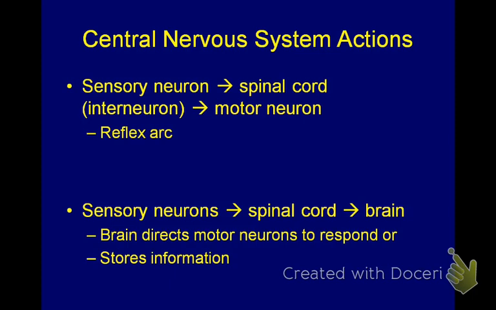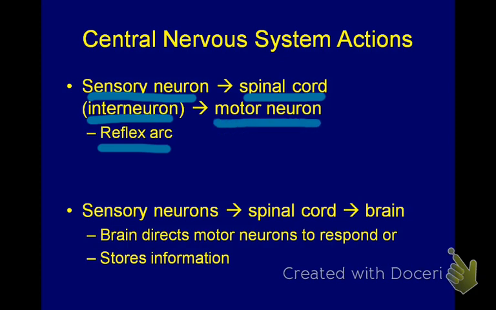So here are some different examples of what can happen. These are the different pathways. We already talked about the reflex arc. A sensory neuron brings information in, the interneuron in the spinal cord processes that information and sends a message back out to the motor neuron.